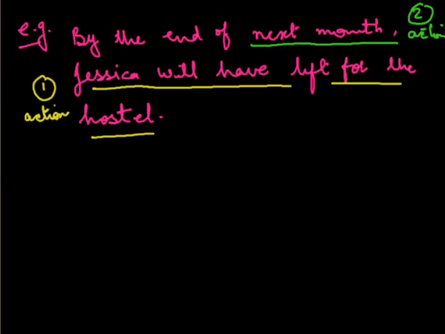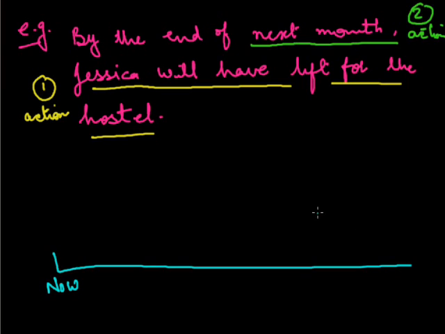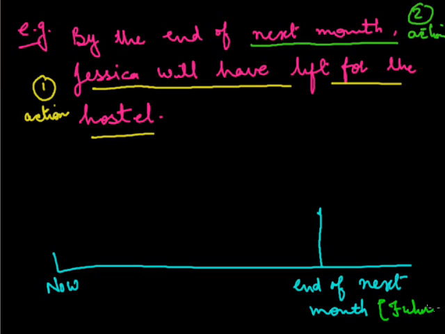Okay, shall I show you in the graph? Expressing it in the graph. Okay. Right. Now we are here, and this is future. Here, this is the end of next month. End of next month means future. Here this is future and this now is present. Okay, we are here only.